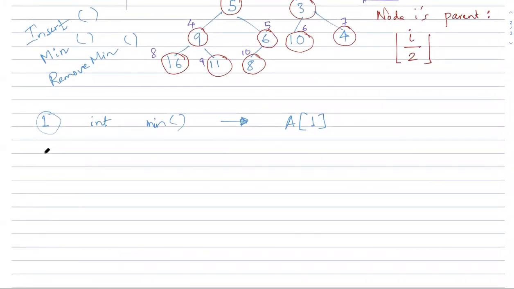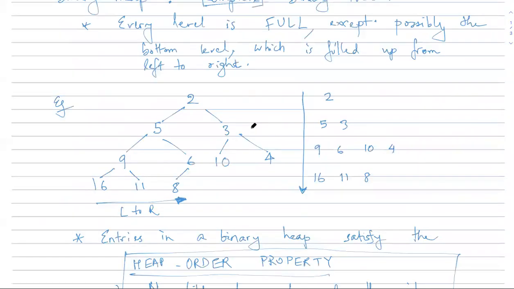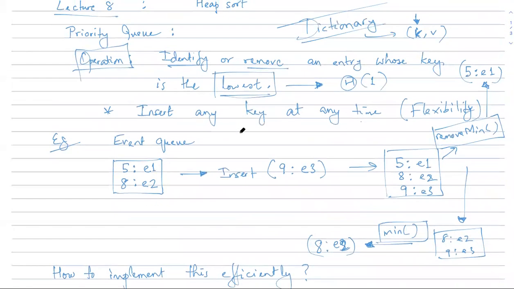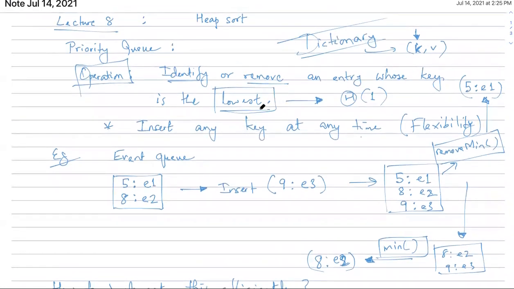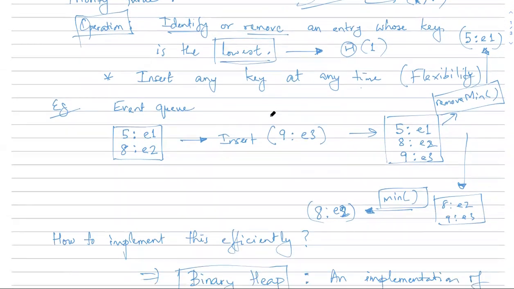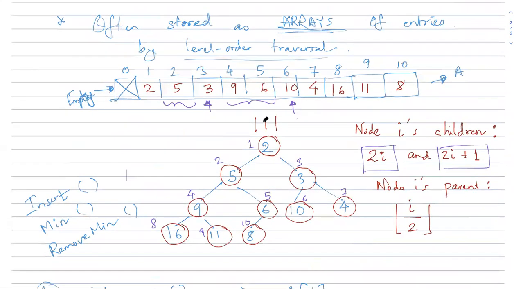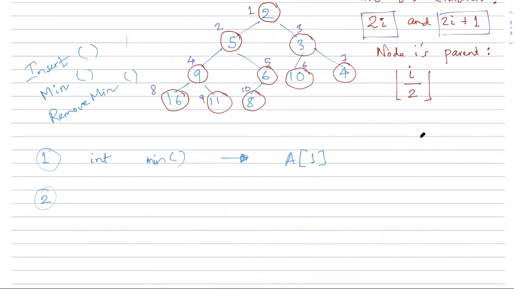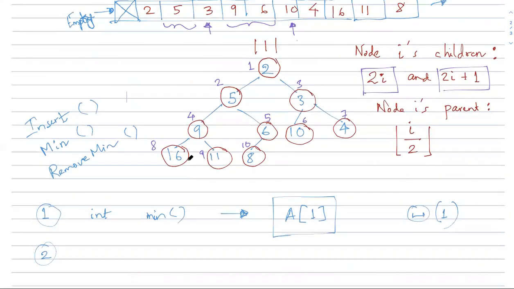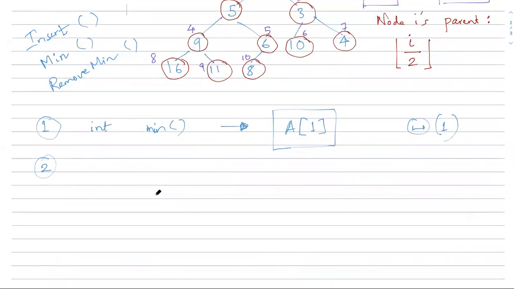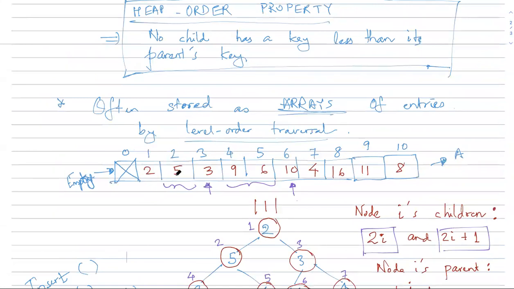Okay, so extracting min is very straightforward, and that's exactly what we wanted for the priority queue. We wanted to be able to insert the nodes at any time and be able to access the minimum value entry as efficiently as possible. And therefore, you can see very clearly, the efficiency of this will be constant time, because you are simply extracting the root node. In this particular example, you can see A of 1 is 2.